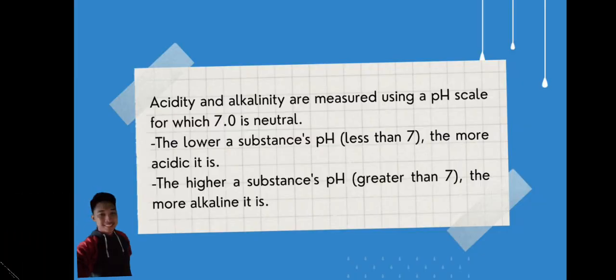What is a pH scale? Well, it is a precise way of classifying the acidity, alkalinity, and neutrality of a solution, such as rain. The acidity and alkalinity of rain could be measured using the pH scale, in which 7 is neutral. The lower the level below 7, the more acidic it is, but the higher the level above 7, the more alkaline it is.